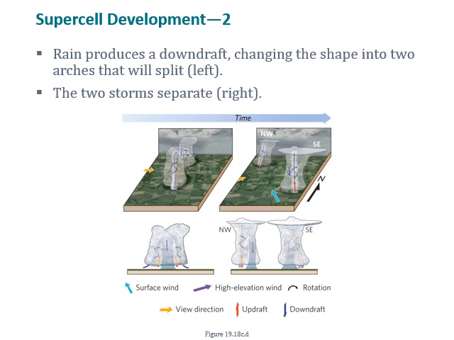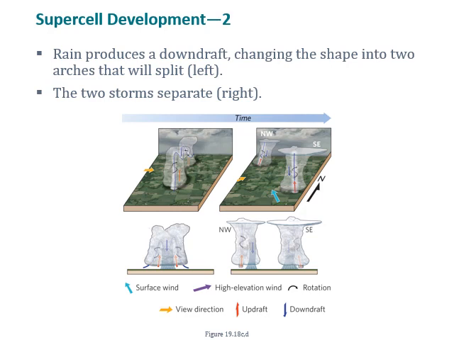In time 3, rain produces a downdraft which changes the shape into two arches that split. This will be on the picture on the left. And then the two storms may separate in the picture on the right. So you can see with the arrows we've created an updraft, which is the red arrow, the air moving up, and then the downdraft, the blue arrow, the air moving down.